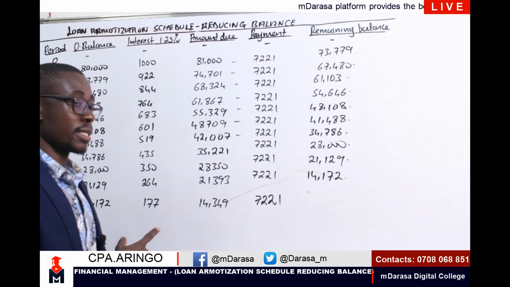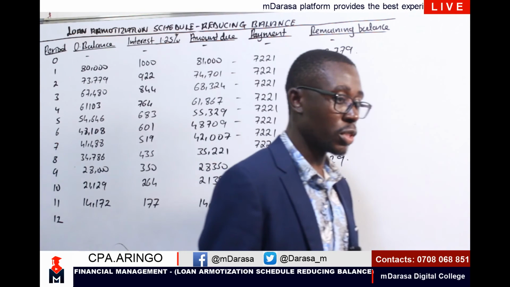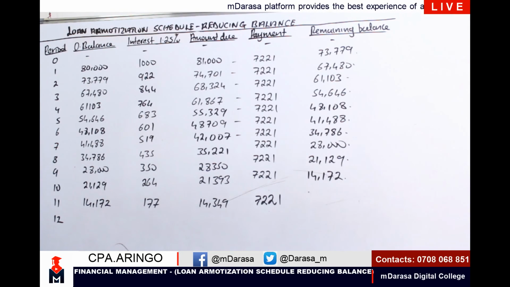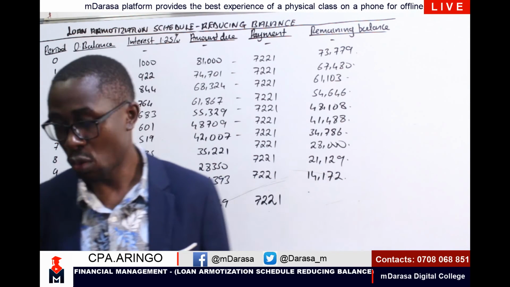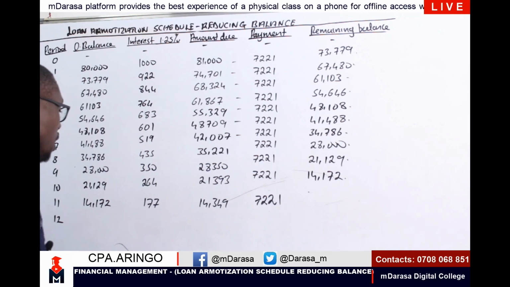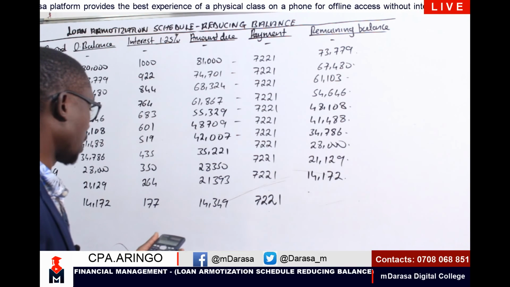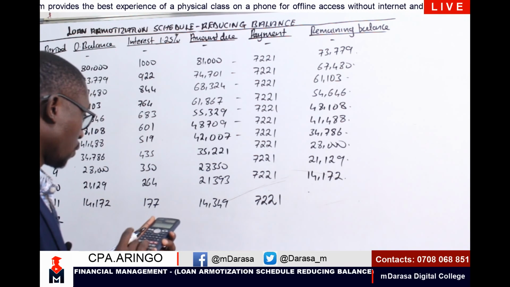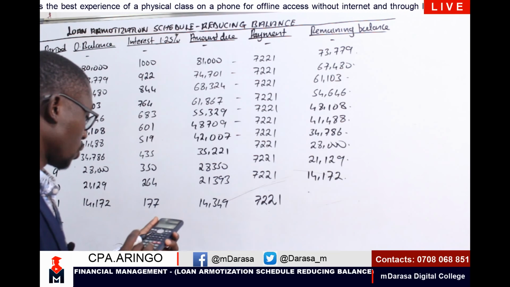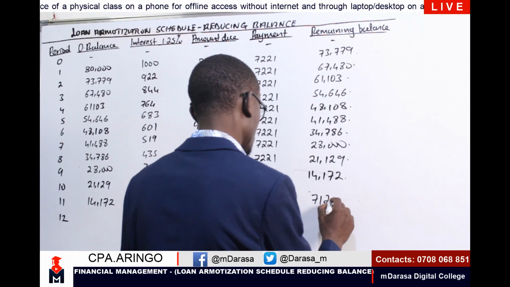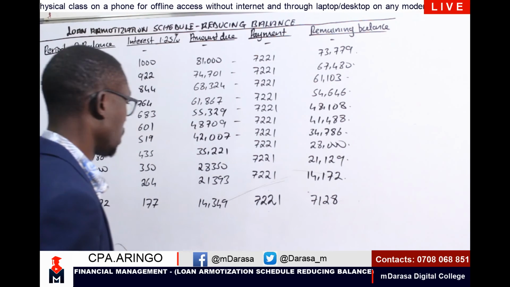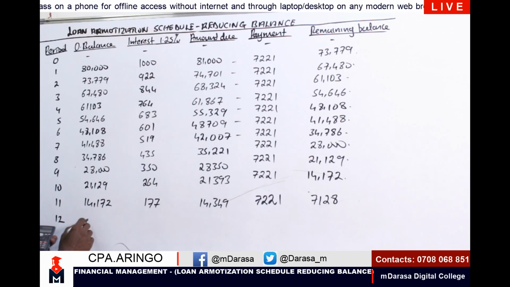Okay, so I believe you guys, you're achieving this. Check what Mwalimu has done and compare with what you've done. So we are in period 11. Period 11, basically, we are talking of now 14,349 minus 7,221. In this case, should give us 7,128, right? Come to 12.